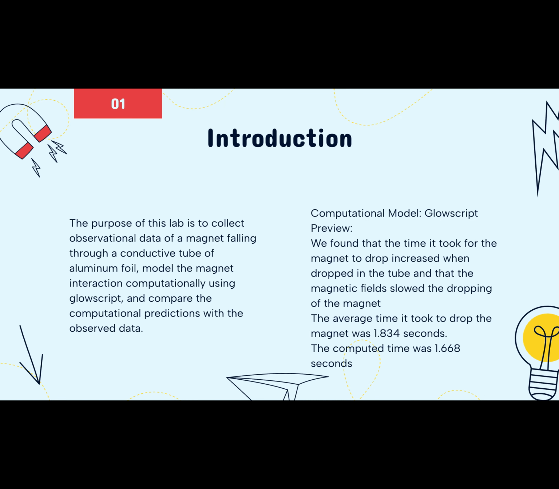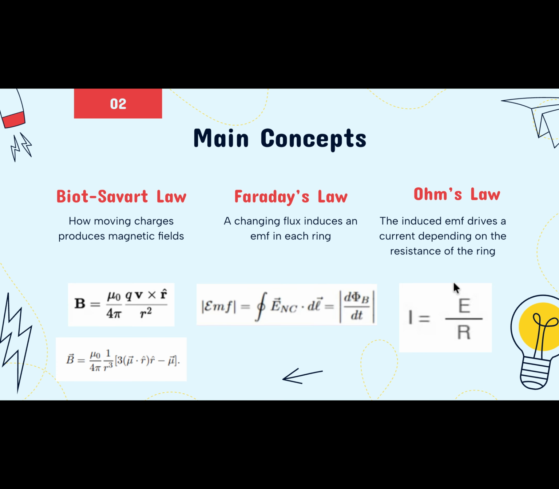So, to preview our final result, we found that the time it took for the magnet to drop increased when we dropped it in the tube, and that the magnetic field slowed the dropping of the magnet. The average time it took to drop the magnet was 1.834 seconds, and the computed time using GlowScript was 1.668 seconds.